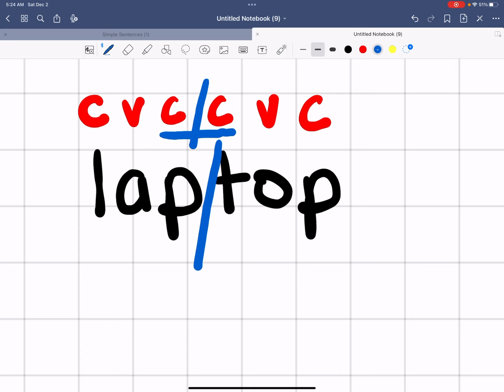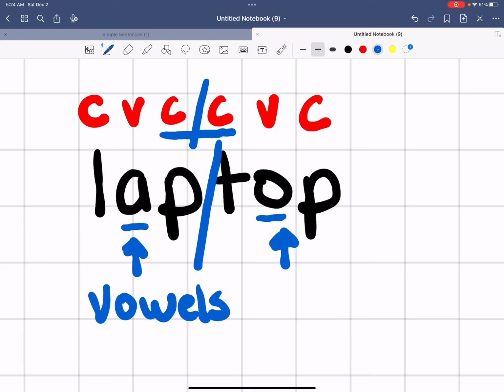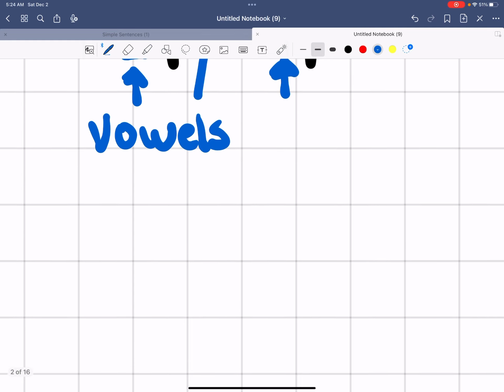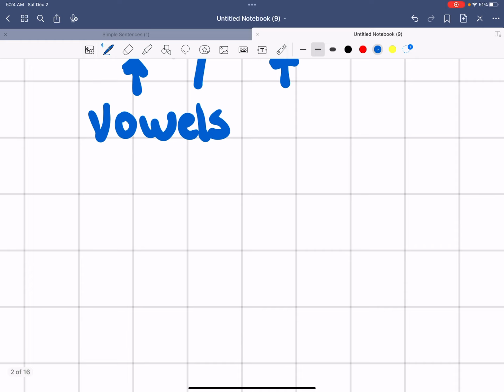Now, what is tricky is the vowel. I always say the vowel is what's tricky. These are the two vowels, and they're tricky because they can make so many sounds, and sometimes it's complicated to figure out what sound they make. We're going to break these into two words, each with its own word. So let's get started with the first one.